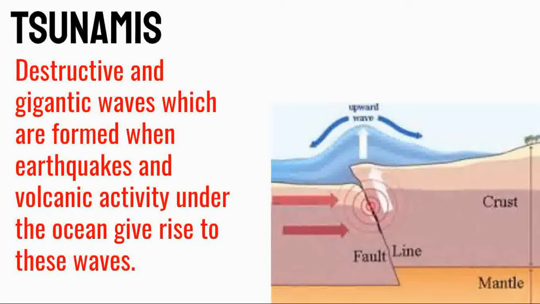The next movement, or the next circulation of the ocean, is tsunamis. Tsunamis are destructive and giant waves which are formed when earthquakes and volcanic activity under the ocean give rise to these waves. That's why whenever there's an earthquake, meteorologists say that there might be a tsunami coming soon.